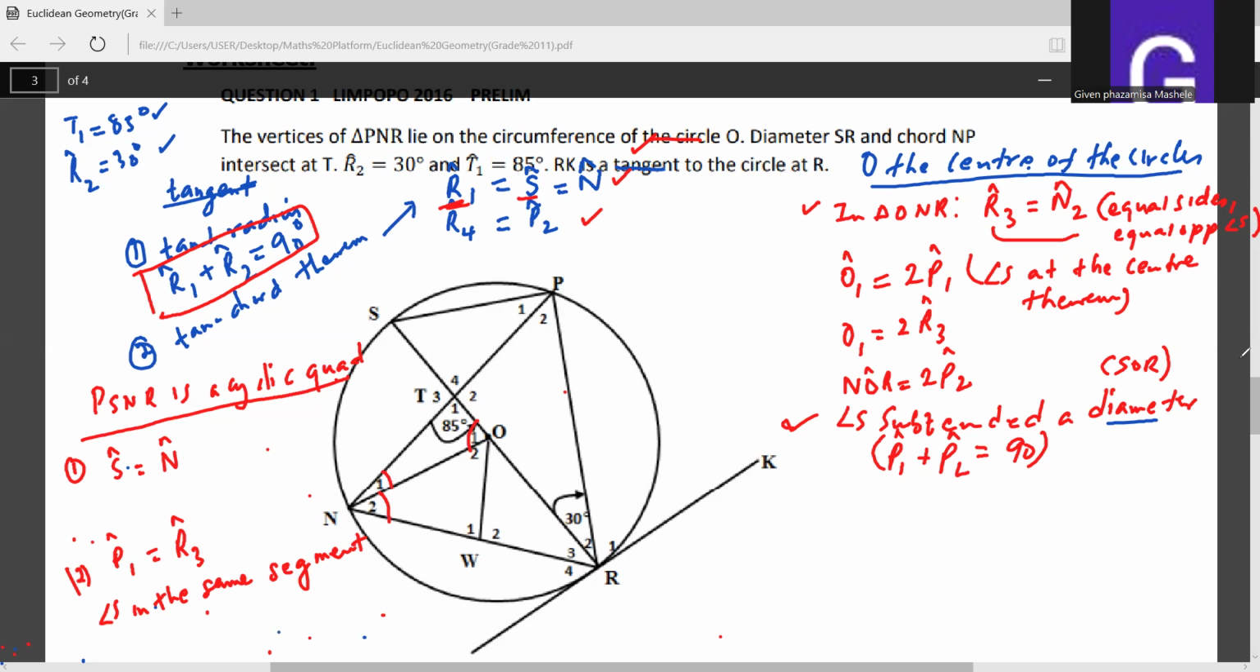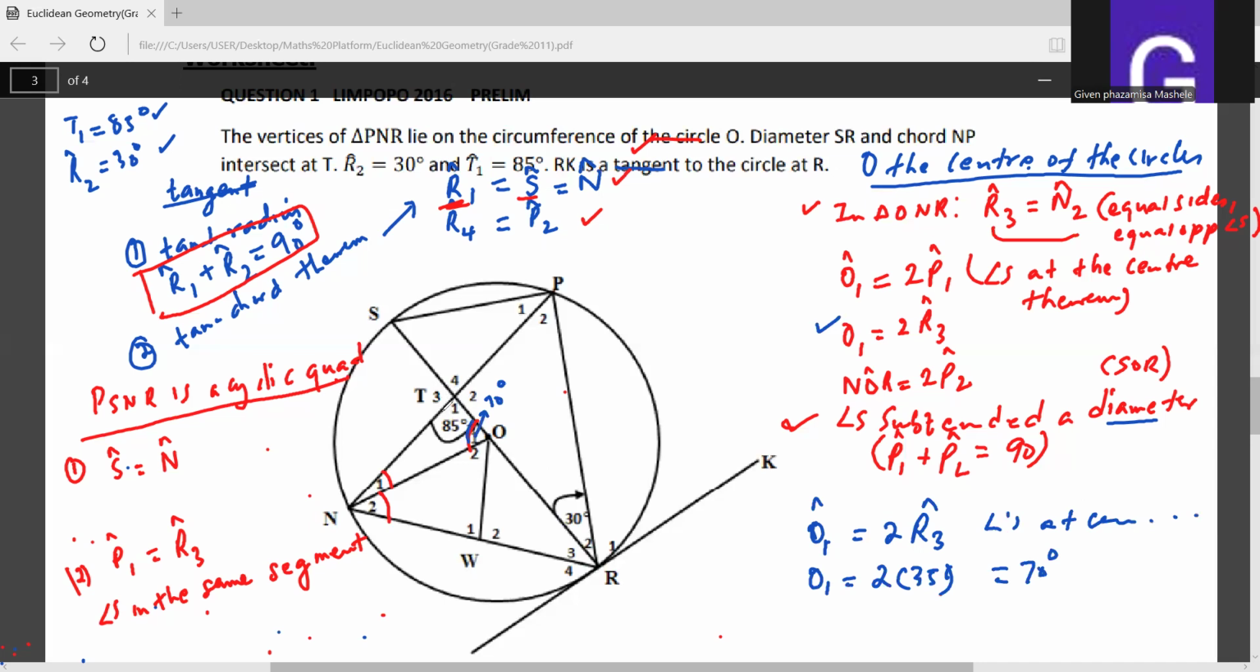O1 is twice angle R3, that is here. So we're going to say angle O1 is twice angle R3, which is the angle at the center theorem. But we do not know O1. What do we know? We know angle R3 is 35. We just calculate it: 2 times 35 gives us 70. So angle O1 is 70 degrees.